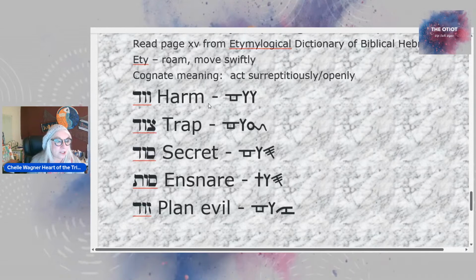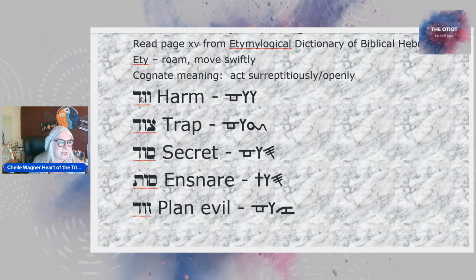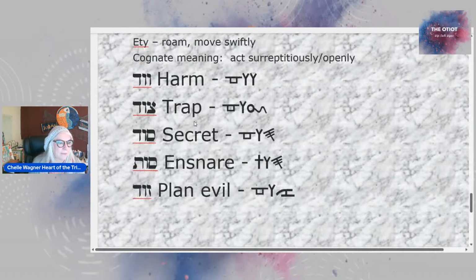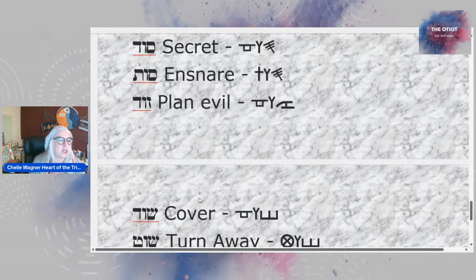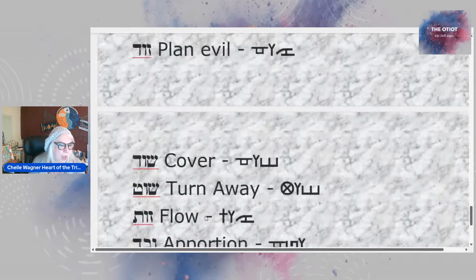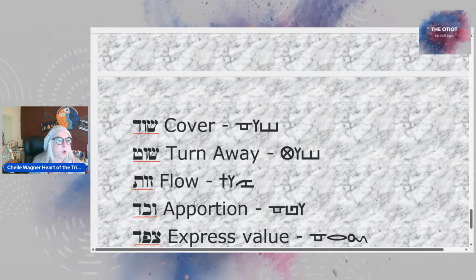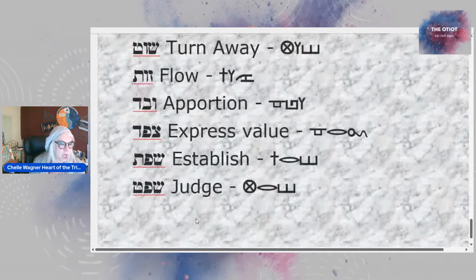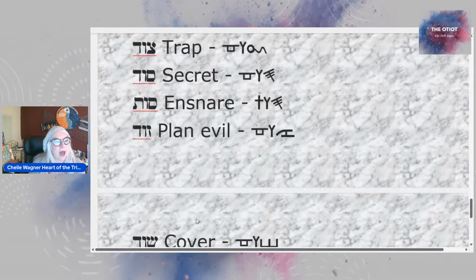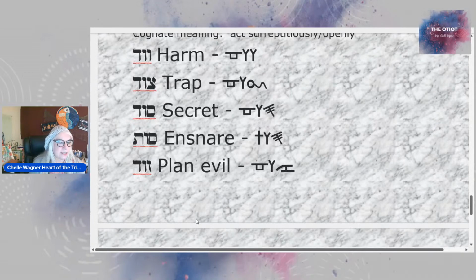Okay, so here are the related roots. I listed them out here in the Otiot, and so we've got harm, trap, secret, ensnare, to plan evil, to cover, to turn away, to flow, to apportion, to express value, to establish, to judge. Okay, so if I wanted to dig further into this, this would be how I would begin my study.